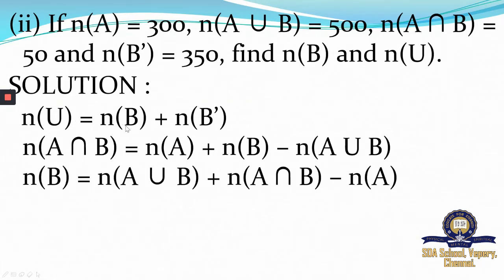In order to find n of U, you first have to know what is n of B, right? You know n of B complement, but still you have to find n of B. Then how can you find n of B? If you look into the question carefully, you have n of A union B as well as n of A intersection B as well as n of A. Now think, why can't we make use of any one of the results? So we have n of A intersection B, right?